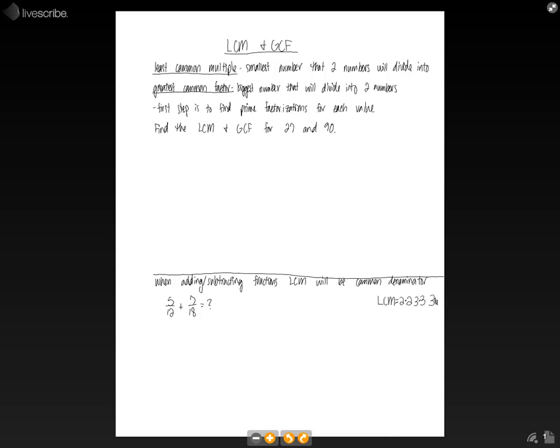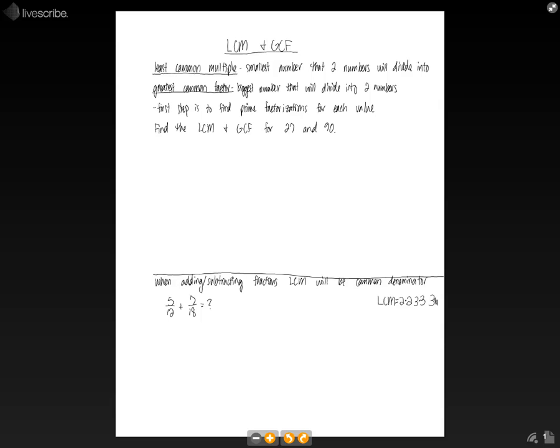In this lesson, we're going to talk about how to find the least common multiple and the greatest common factor. The least common multiple is defined as the smallest number that two numbers will divide into, and the greatest common factor is the biggest number that will divide into two numbers.